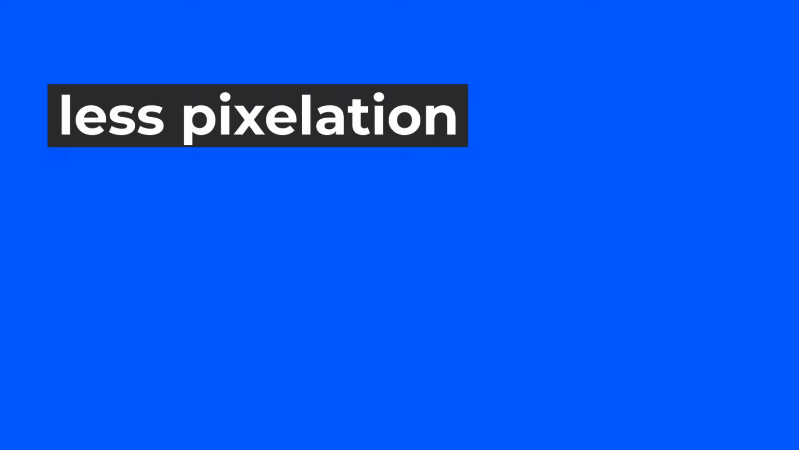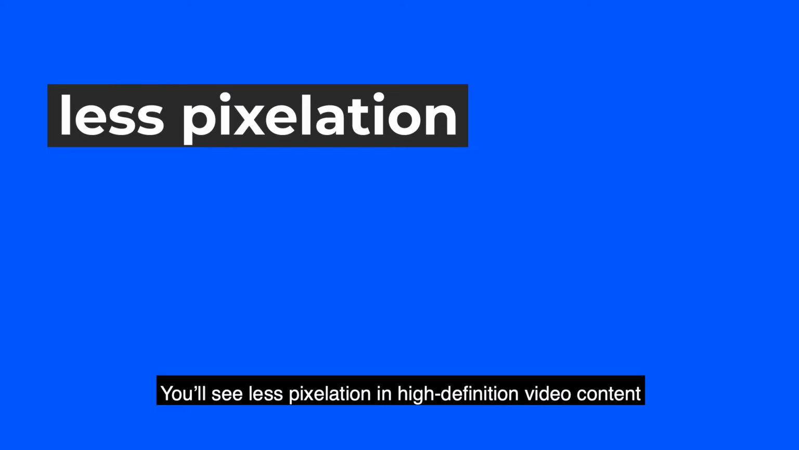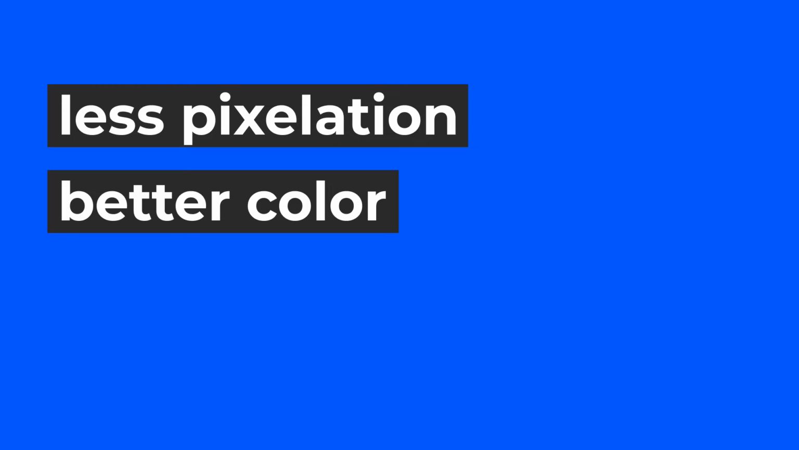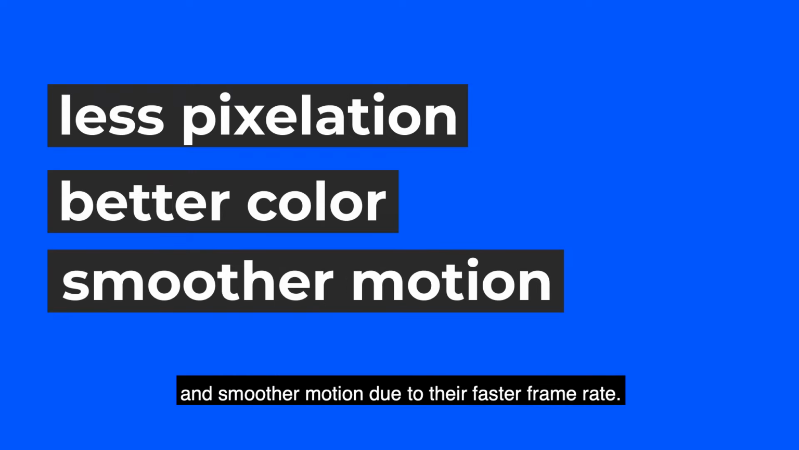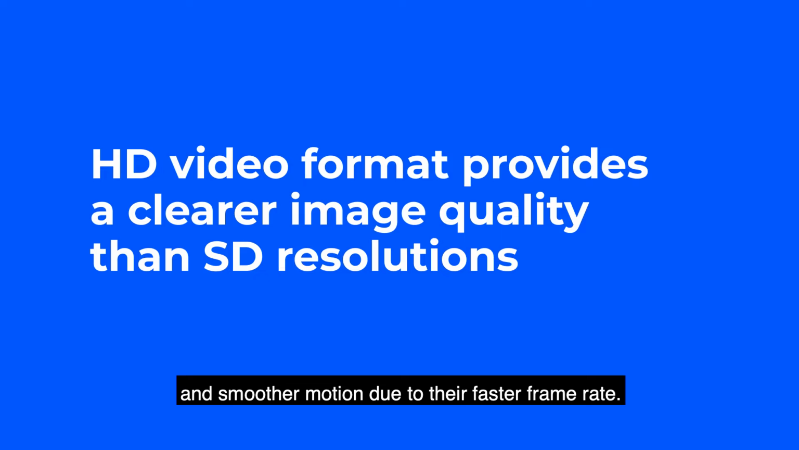other websites. You'll see less pixelation in high-definition video content because it has twice as many pixels per frame, 1920x1080, than standard definition footage at 1280x720. These higher quality pictures also have better color reproduction and smoother motion due to their faster frame rate. HD video format provides a clearer image quality than SD resolutions when looking online.